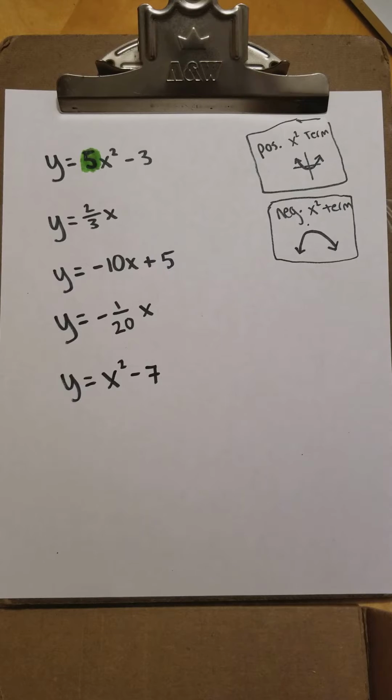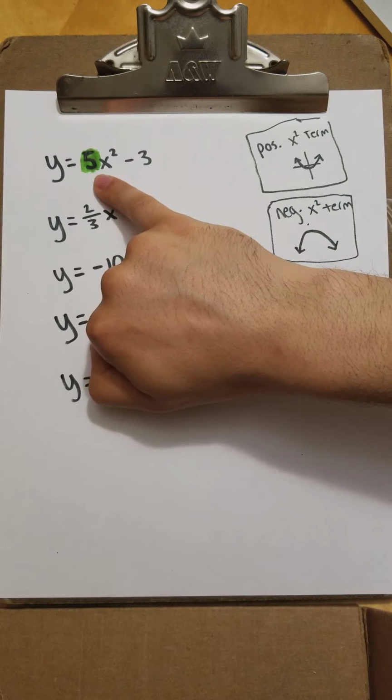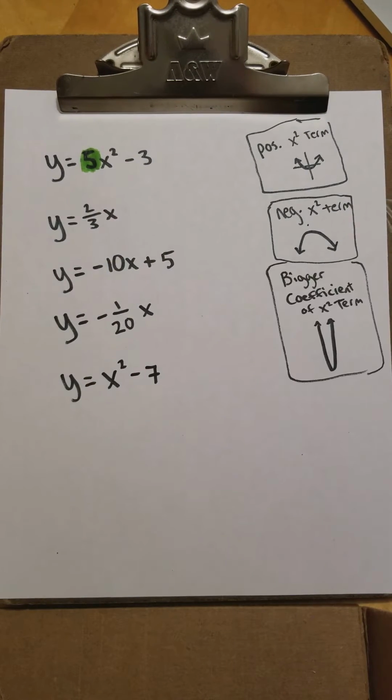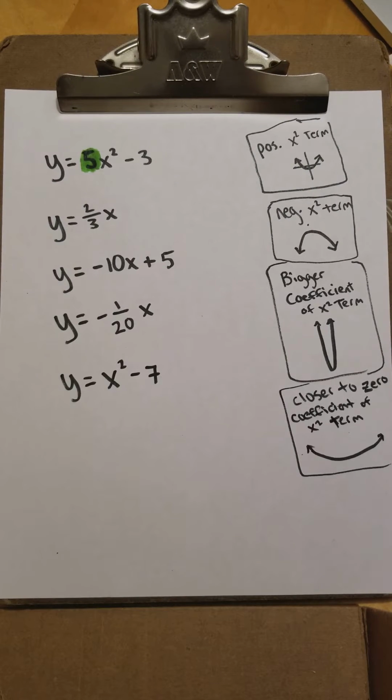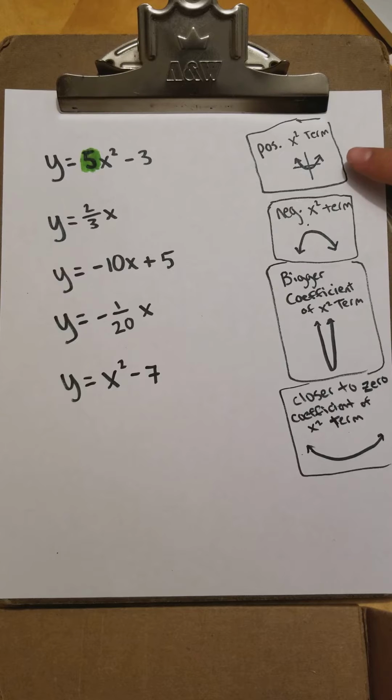a note. We also note the larger this number, the coefficient of the x squared term, the steeper or narrower our parabola will be. So our little rule will be the bigger the coefficient of the x squared term is, the steeper it'll be, and we might as well add the closer to 0 the coefficient of the x squared term is, the wider the parabola will be. So on this first one, we expect it to be positive, so swooping up, and pretty steep.